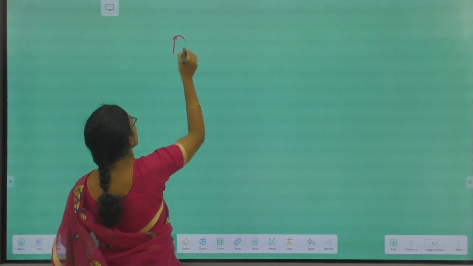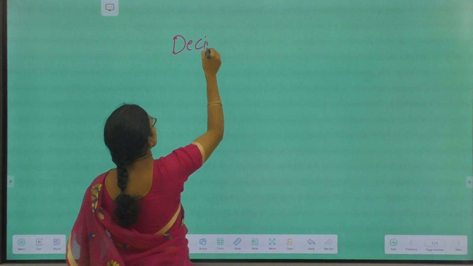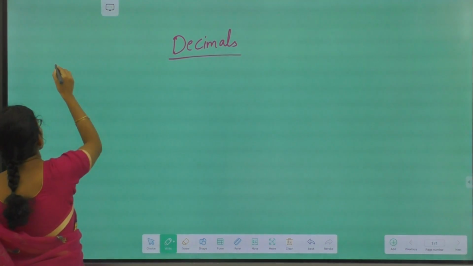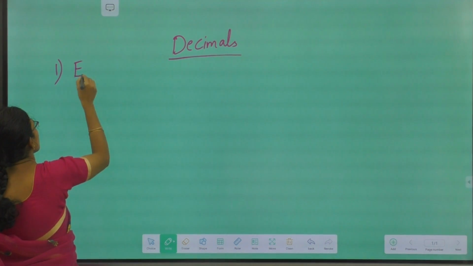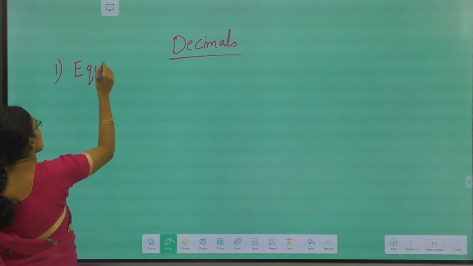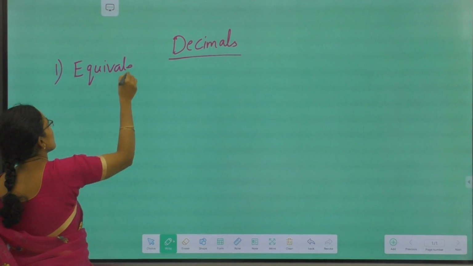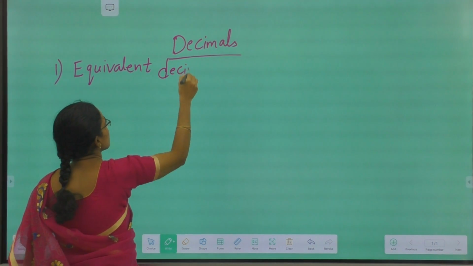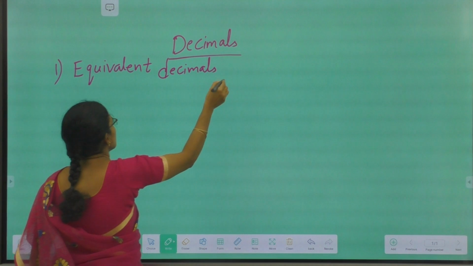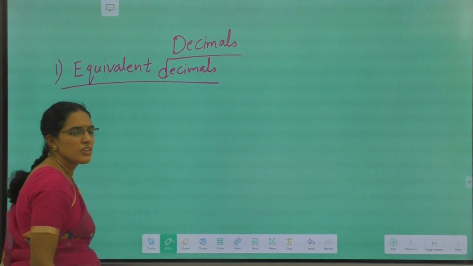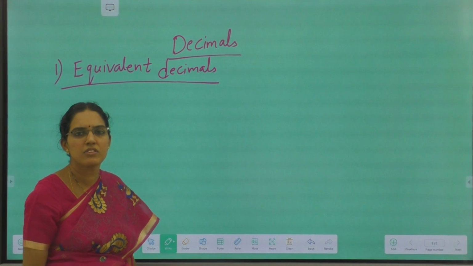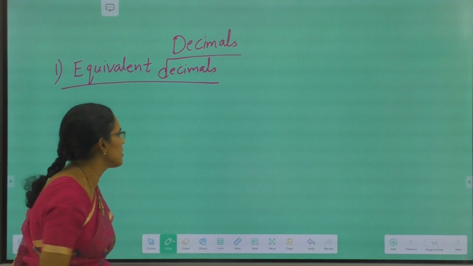Now in decimals, we'll see today first, equivalent decimals. Decimals whose value does not change even after we insert zeros after the last decimal digit are called equivalent decimals.